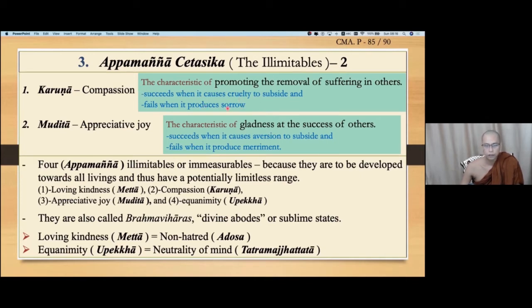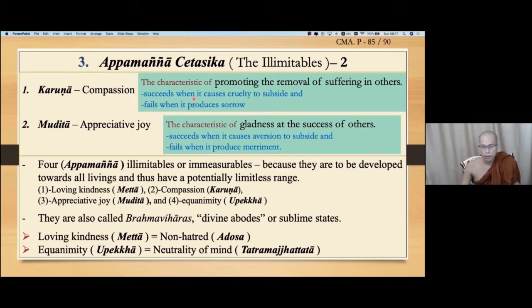The mind becomes sorrowful, under the influence of sorrow. That is the failure of the practice of compassion, because that is what we can call the close enemy of compassion.